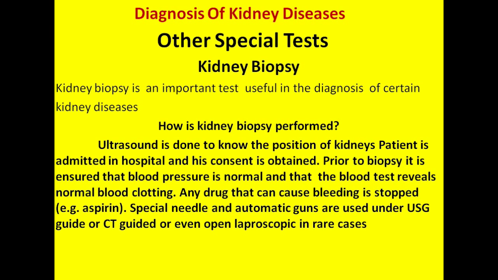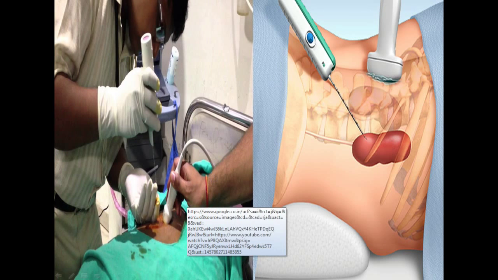Now once we have seen the kidney non-invasively, we can also take a tissue sample from the kidney by what is called kidney biopsy. In certain kidney diseases where we need to see the filter's quality and health, we do kidney biopsy. Ultrasound is done to know the position of the kidneys. Once we know the size and position of the kidney, the patient is admitted, his consent is obtained, and we make sure his blood pressure is normal, he does not have any abnormal bleeding tendency, and also stop those drugs which can cause bleeding. A special automatic gun needle is used under CT or ultrasound guidance, sometimes laparoscopy, to get a small tissue of the kidney.